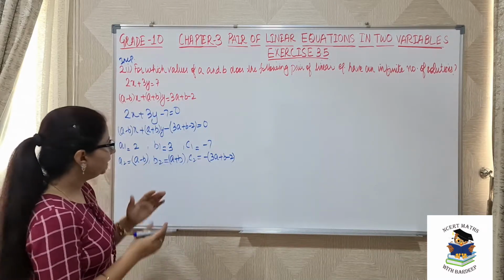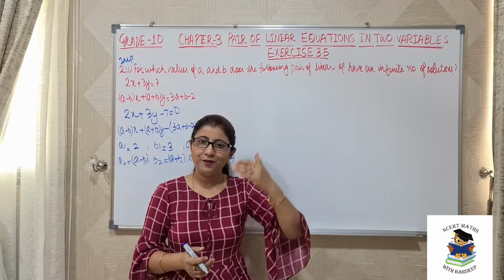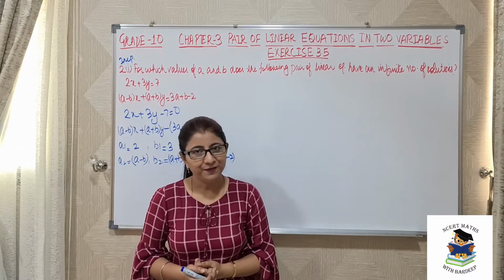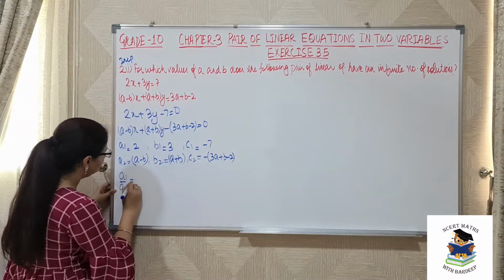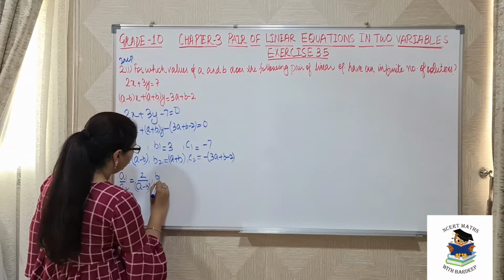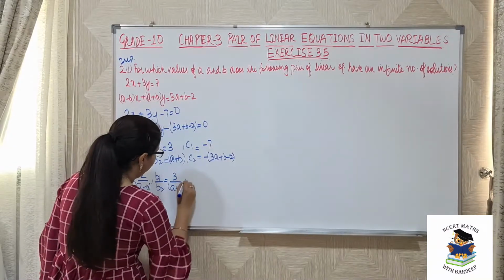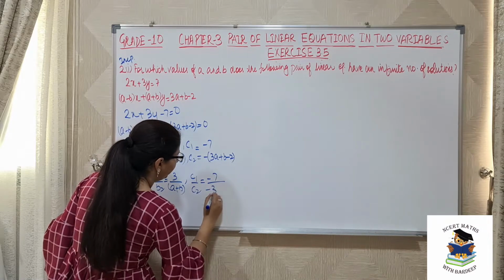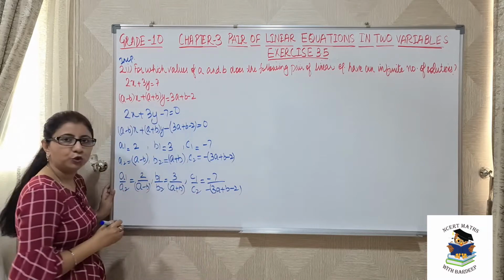So now second thing is, for infinitely many solutions, what is the condition? a1 by a2 should be equal to b1 by b2, further should be equal to c1 by c2. So first find these ratios. a1 by a2 is 2 over (a minus b). b1 by b2 is 3 over (a plus b). And then c1 over c2 is minus 7 over minus (3a plus b minus 2).